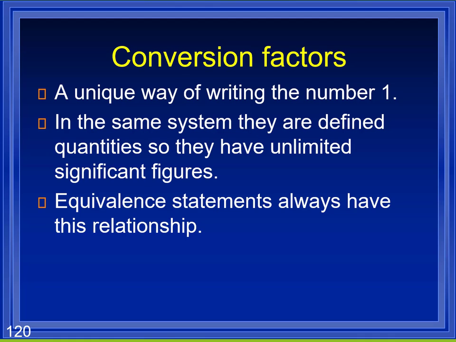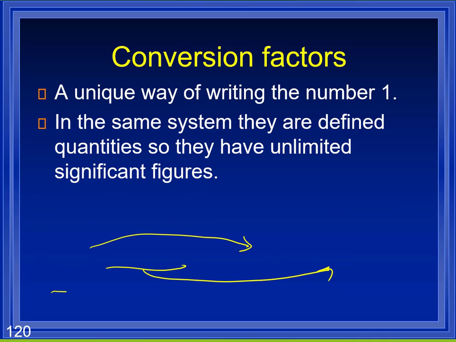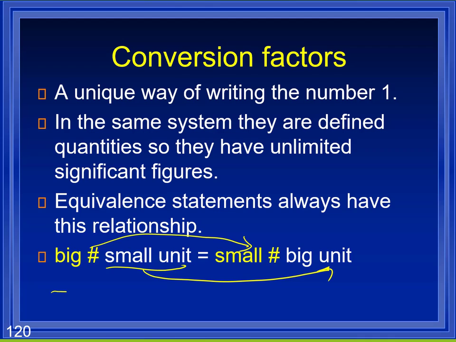And equivalent statements are going to have the relationship that we got used to earlier. That is, the big number is going to go next to the small unit, and the small number is going to go next to the big unit. If the number gets smaller, the unit gets bigger. Although most often we go, my unit is getting bigger, so my number has to get smaller. It takes a lot of little pieces to equal a few big pieces.